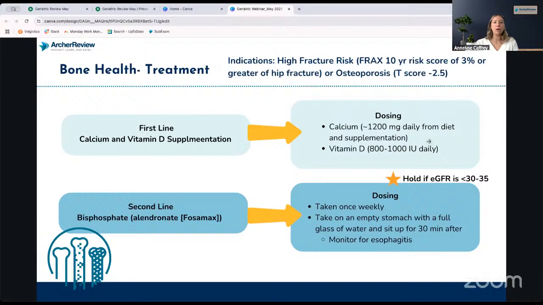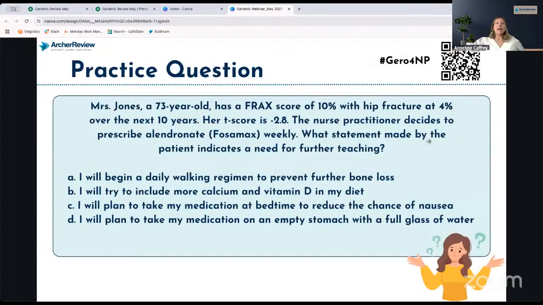Super important both for clinical education and for board prep. That's highly testable because bisphosphonates are really irritating to the esophagus, so they can cause esophagitis. So we want them to stay upright, take with a full glass of water to kind of flush it down and protect the esophagus. Also, this is one of those meds that you do hold if their GFR is less than 30 to 35 because it's hard on the kidneys. So also remember that.